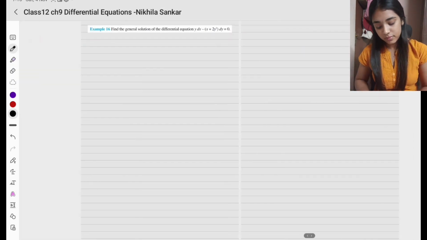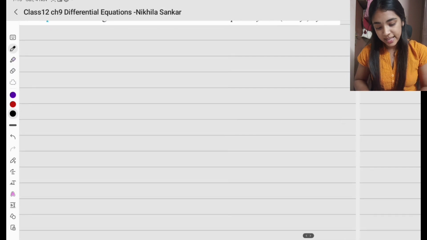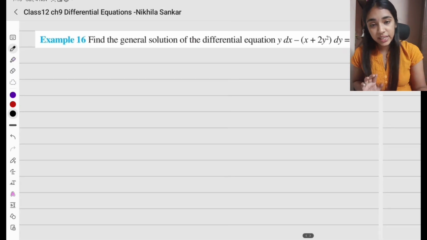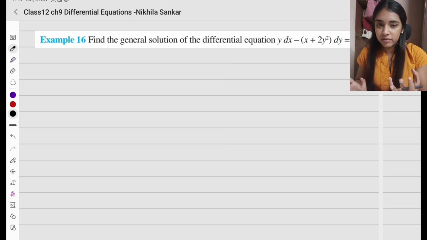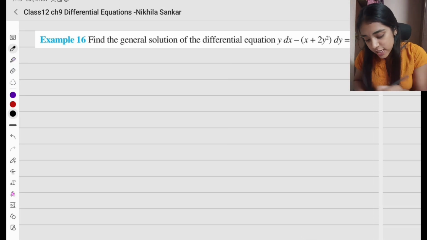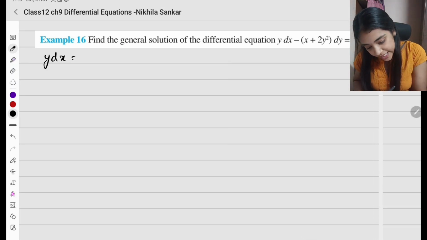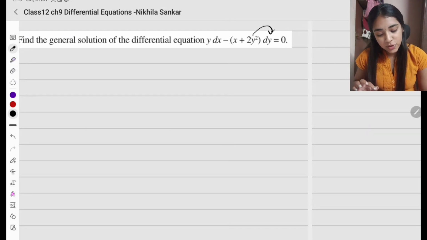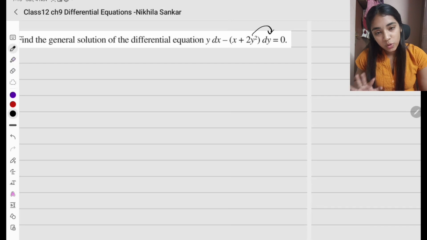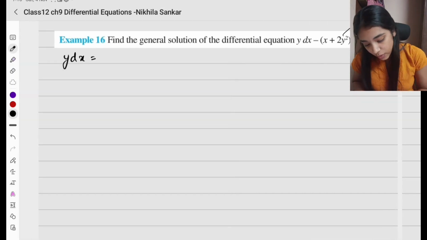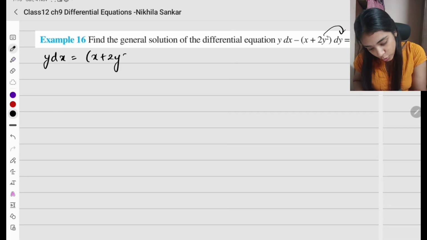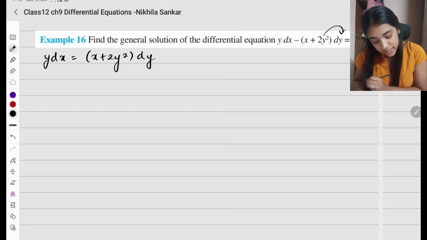Example 16. Now, again you have to write it in dy by dx form or dx by dy form, whichever is simpler. So first, what am I going to do? y dx equal to, I'm going to take this to my right hand side: x plus 2y square, the whole dy. So the minus becomes a plus. Now, what do I have? x plus 2y square times dy.